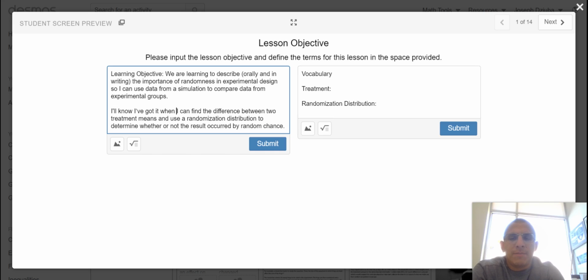So we're going to describe the importance of randomness in experimental design, so I can use data from a simulation to compare data from experimental groups. I know I've got it when I can find the difference between two treatment means and use a randomization distribution to determine whether or not the result occurred by random chance.